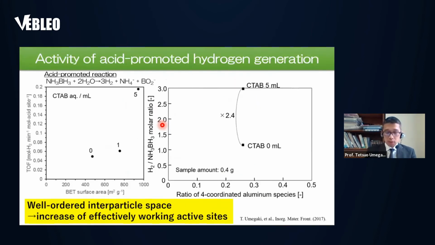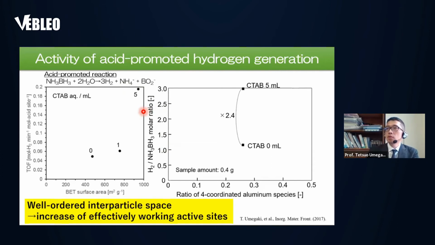We also assess the acidic activity for the acid-promoted reactions. From the result of the turnover frequency, so-called TOF, of hydrogen generation against a specific surface area, the hollow spheres prepared with this CTAB solution amount exhibited unexpectedly high TOF compared with the other samples.